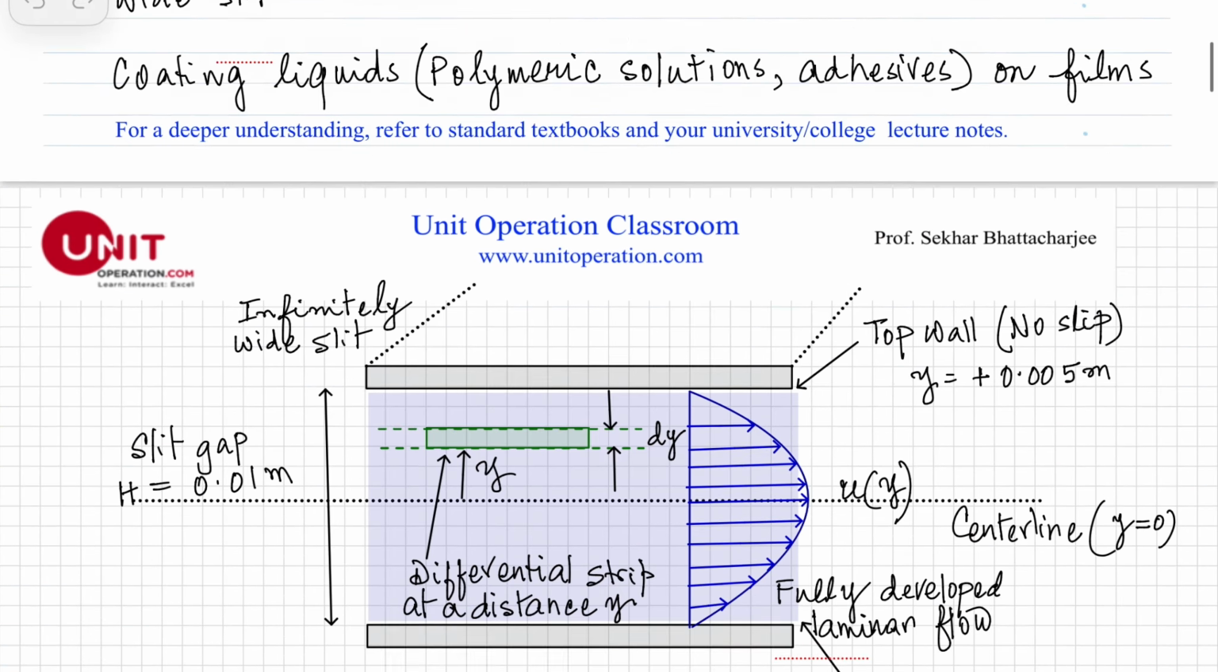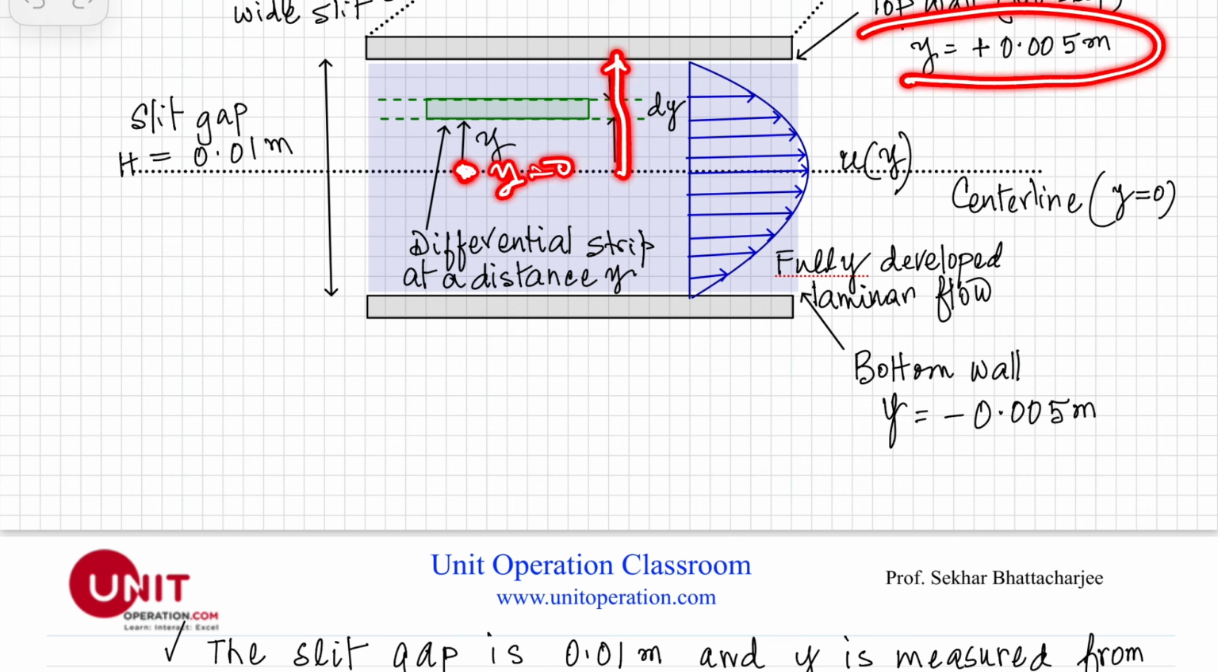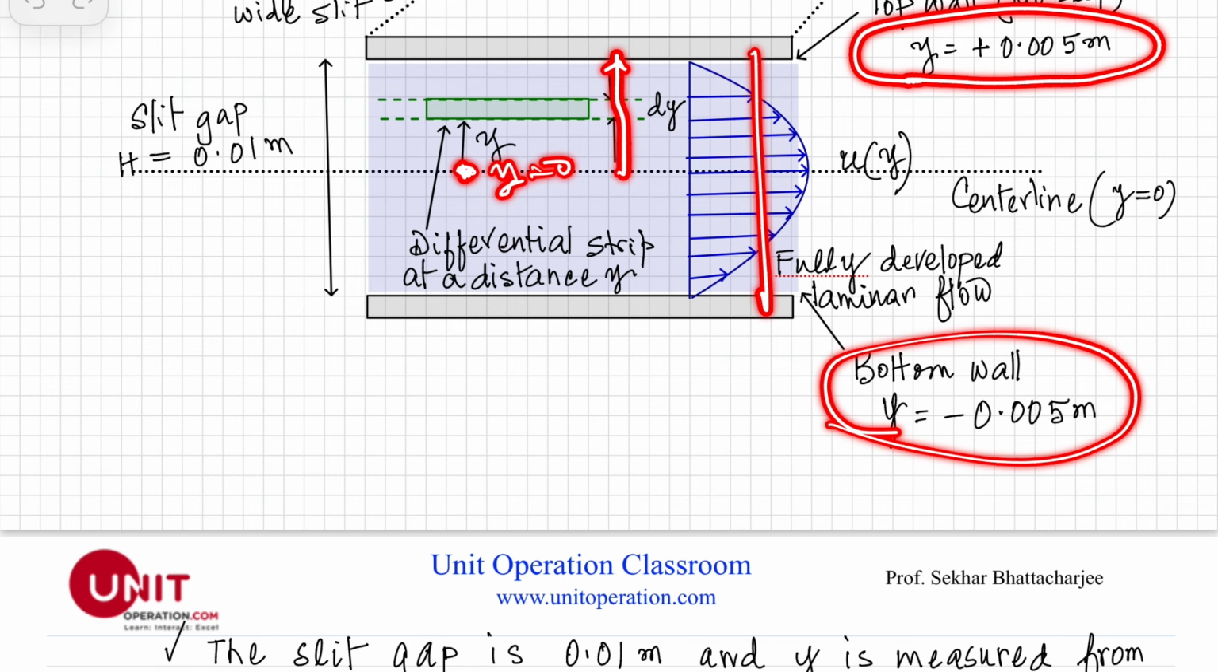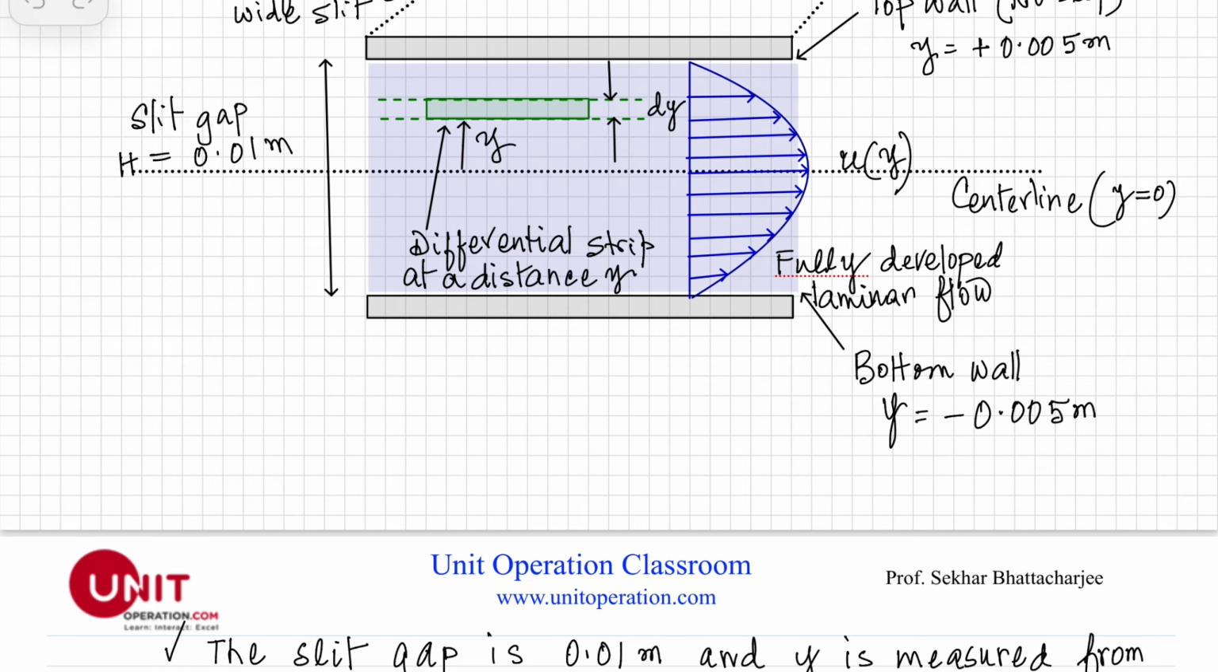Let's say this is my center line, and we measure the distance from this center line. Here y is equal to 0, and as we go to the walls, y is equal to plus 0.005 and negative 0.005. Of course, the total distance is 0.01, so divided by 2 it is plus 0.005 and negative 0.005.